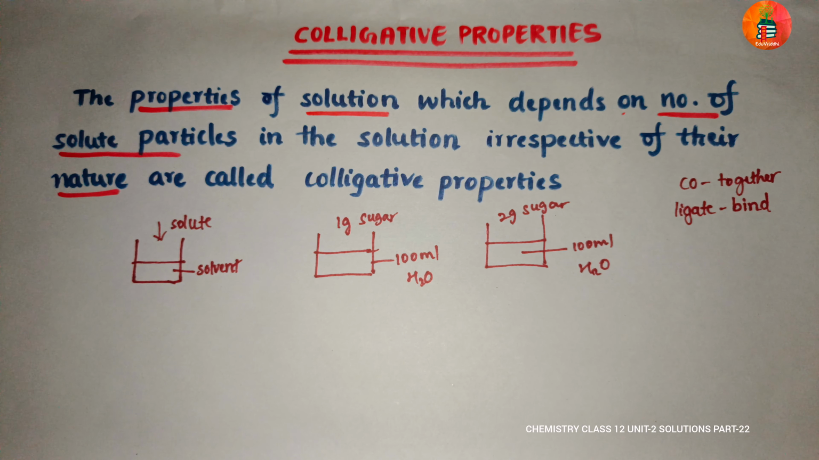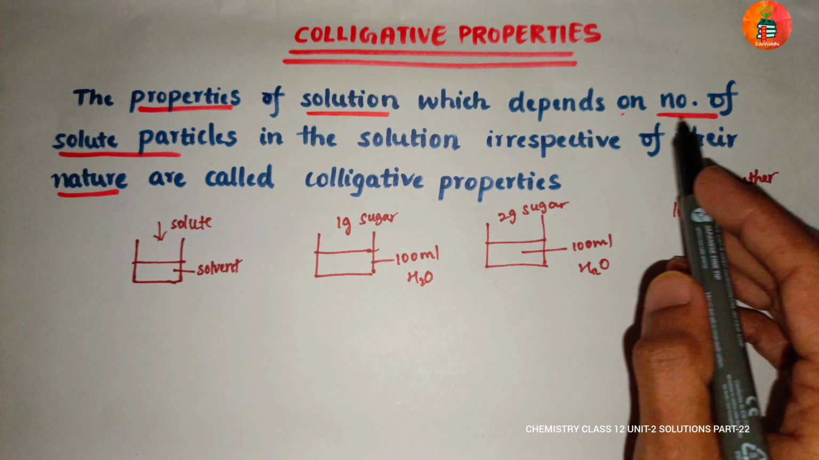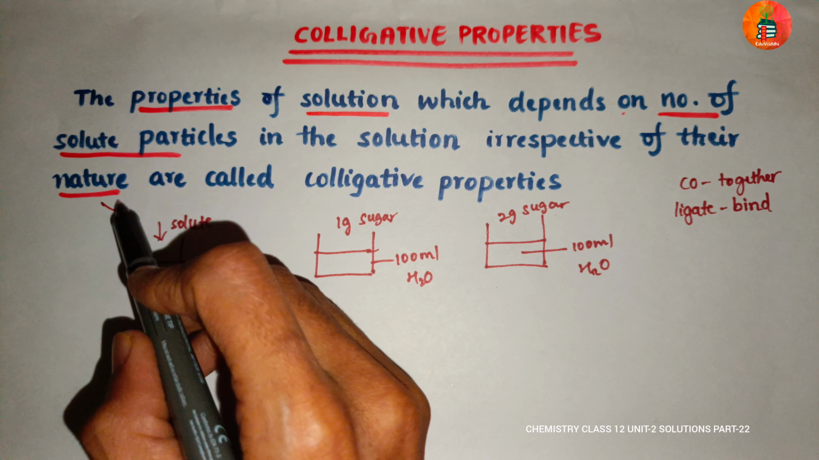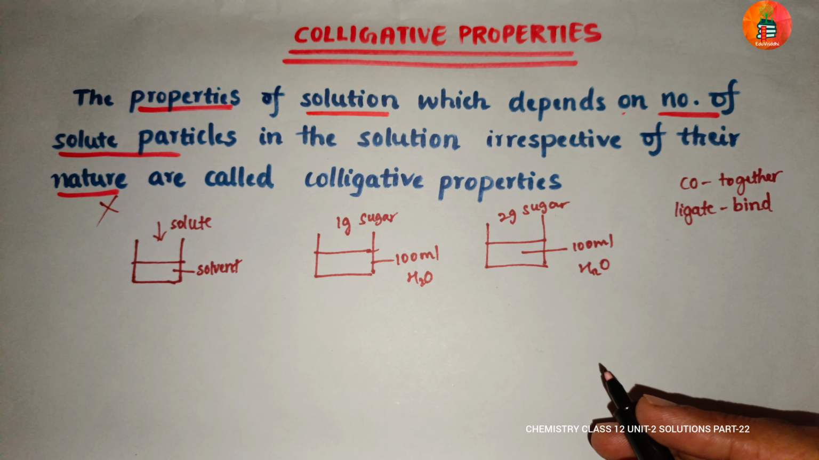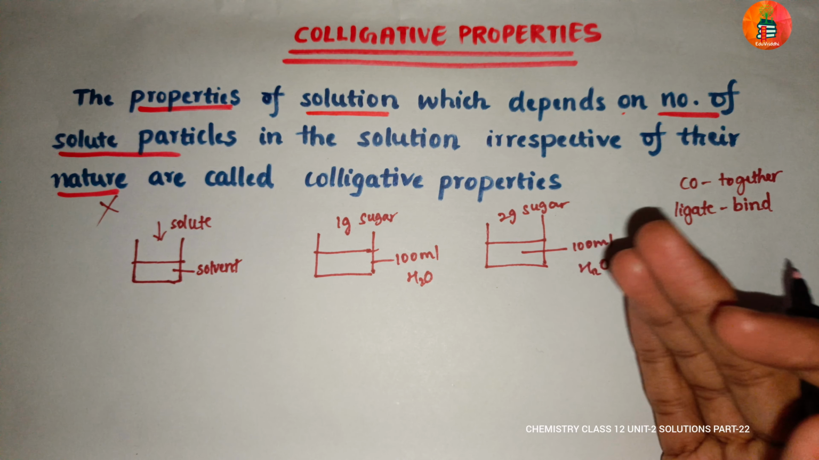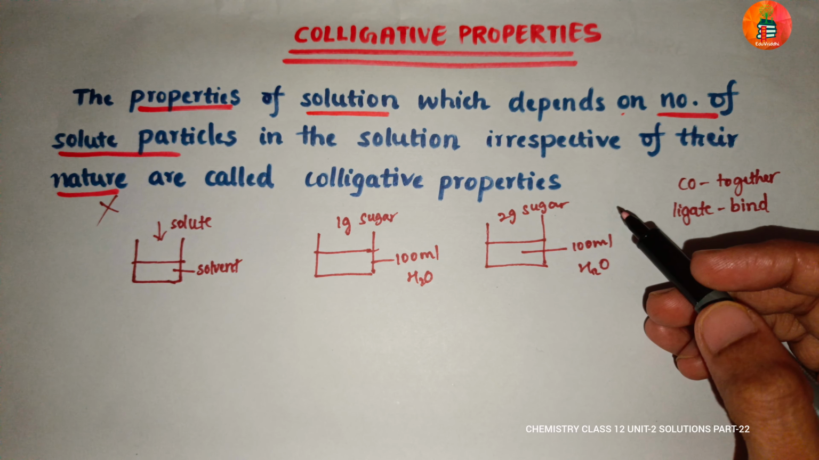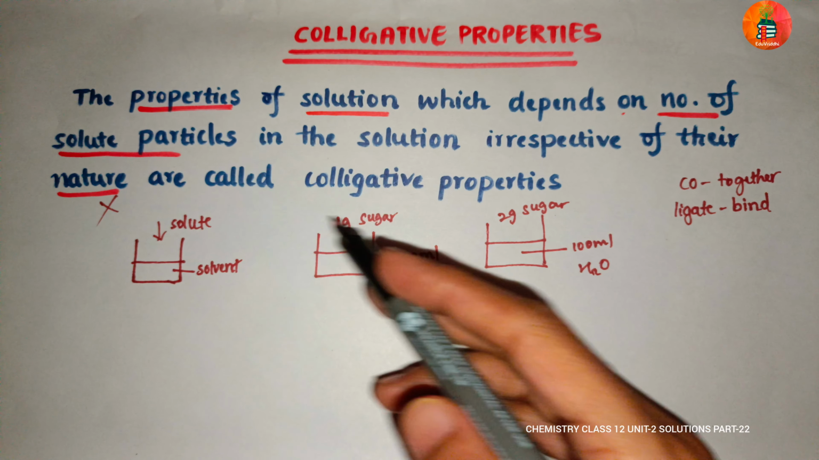Here in this chapter we have to study 4 different types of colligative property. Whenever we get the term colligative property, how to remember? It depends on the number and not the nature. And this colligative property is especially used to find the molar mass of the solute. Whatever solute you add here, we can find the molar mass of that solute by using the colligative property.